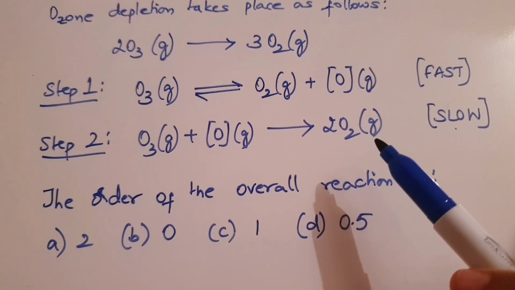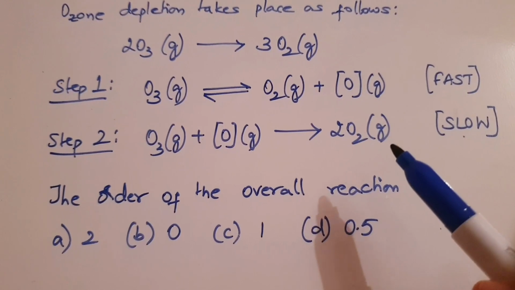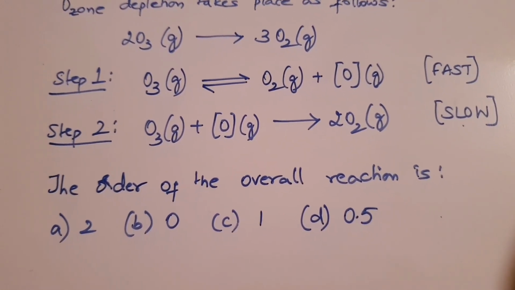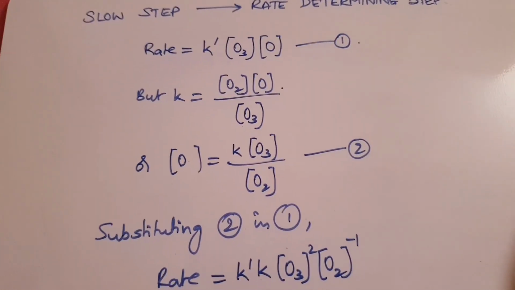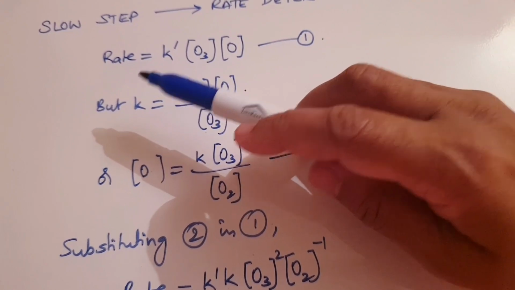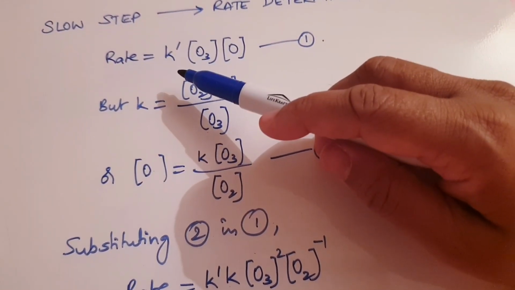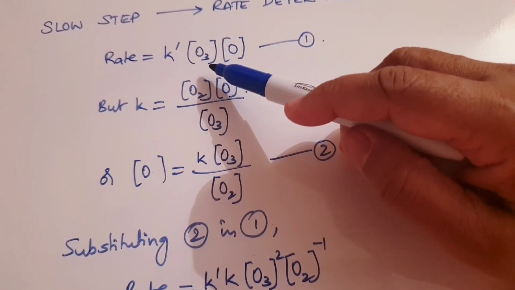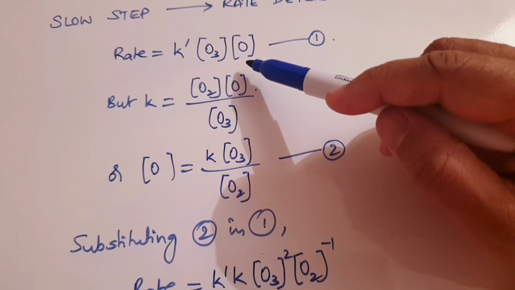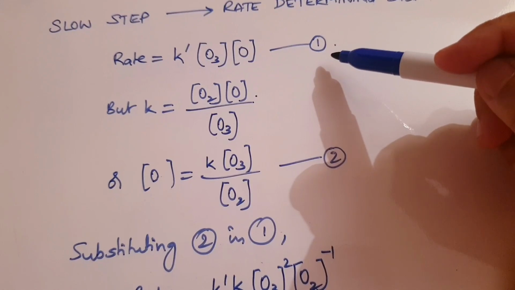Now, if we need to find out the order of the reaction, we need to write the rate equation for the slowest step. So for the slowest step, the rate is given by K dash into concentration of ozone into concentration of nascent oxygen. Call this equation 1.